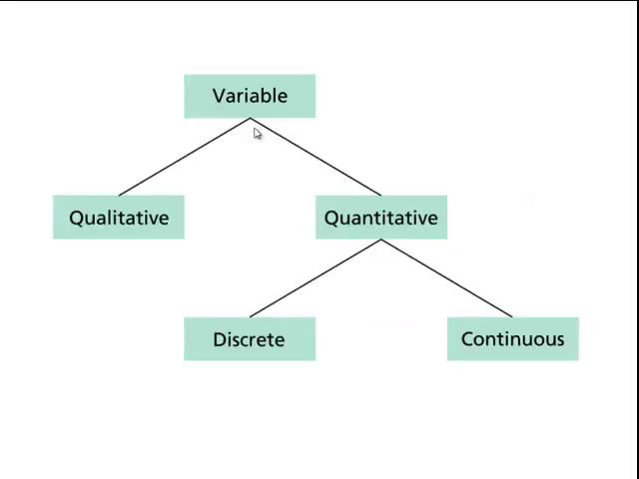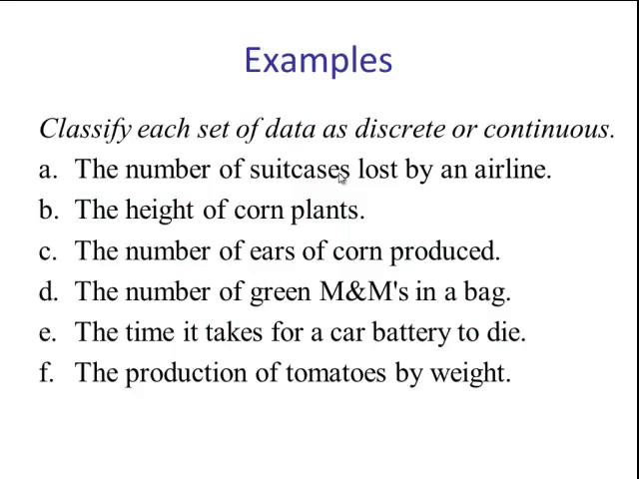Now here's a nice little flow chart. A variable can be classified as qualitative or quantitative. If it is quantitative, a number, then it can be separated into either discrete or continuous. Okay, let's look at some data and classify it as discrete or continuous. You may want to pause this. The answers are on the next slide.